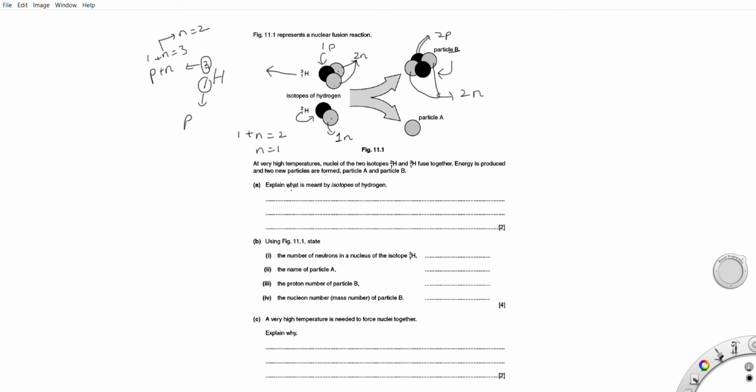So I can write: isotopes are nuclides of different atoms that contain the same number of protons but different numbers of neutrons.